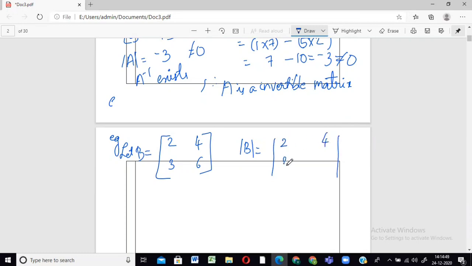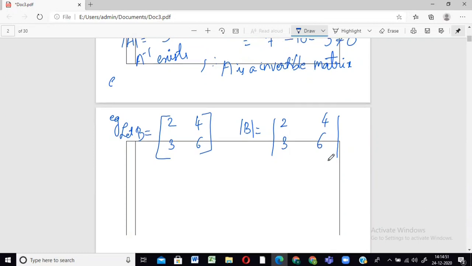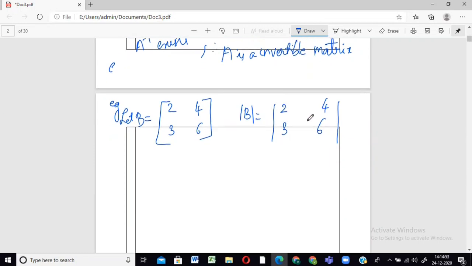2, 4, 3, 6. The same procedure: this one into this one, that's nothing but 2 6s are. It's better if you write brackets in between so that you don't miss. 2 6s are 12, always a minus sign in between, 4 3s are 12. This is equal to 0. So the determinant of B is equal to 0.